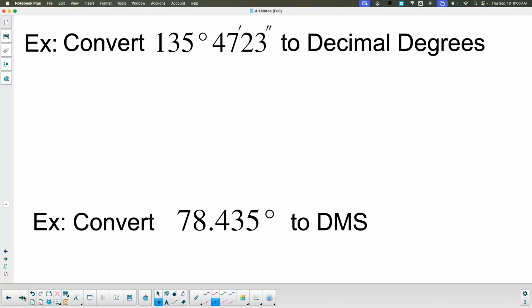Alright, first off, let's convert 135 degrees, 47 minutes, 23 seconds into decimal degrees. And then also at the same time convert 78.435 degrees to degrees, minutes, and seconds. Let's do that.